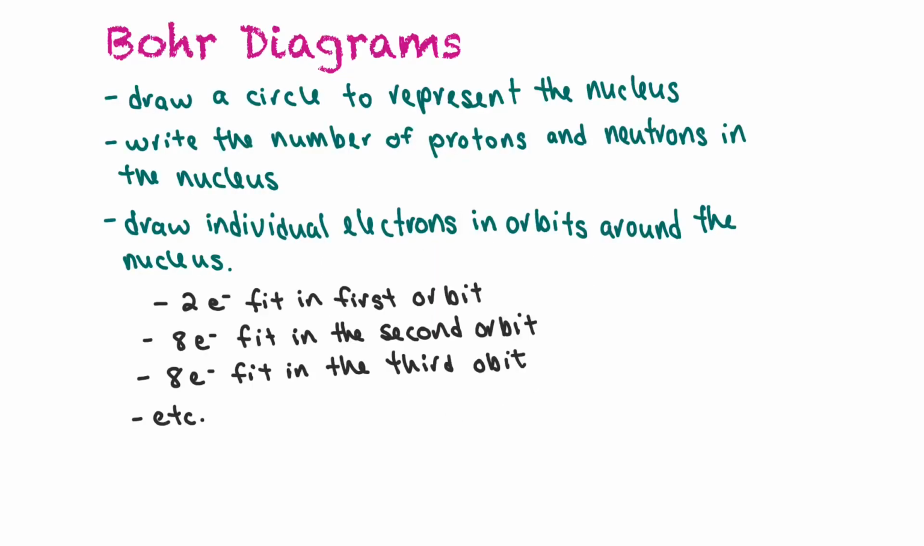Now we're going to learn how to draw Bohr diagrams. So the first thing we do is we draw a circle to represent the nucleus. Then we write the number of protons and neutrons in the nucleus inside that circle. Then we draw individual electrons in orbits around the nucleus. So we count the number of electrons, and only 2 fit in the first orbit, and then 8 fit in the second orbit, and then 8 fit in the third orbit, and we continue on drawing orbits.